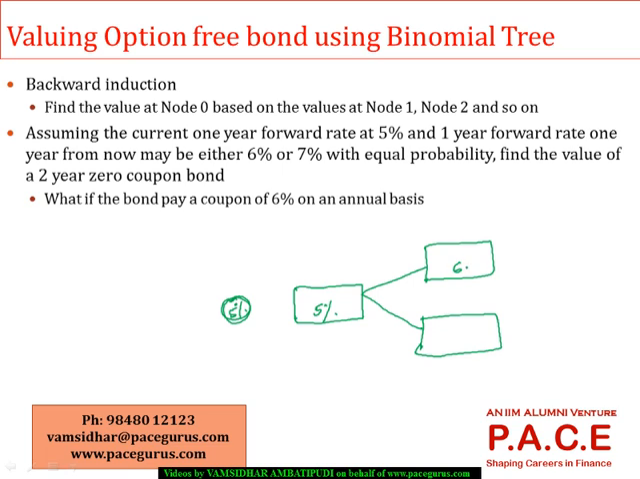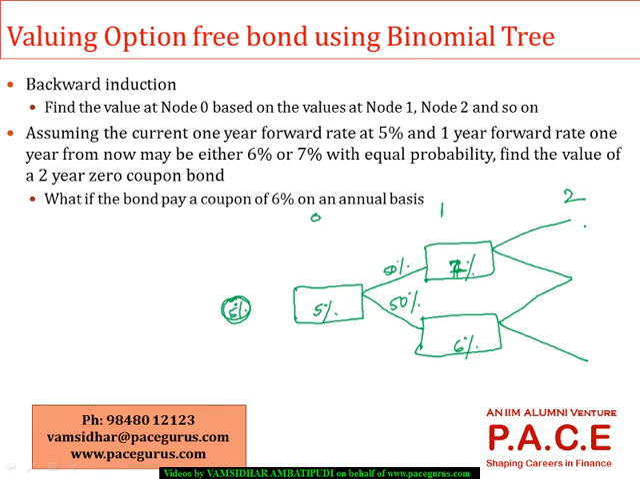I am talking about either it can be a 6% or 7%. As a convention, it's better that we note the higher side at the top and the lower value at the bottom, both of them with equal probability. So this can go at 50% and this can go at 50%. So we are talking about finding the value of a 2-year zero coupon bond. From a bond standpoint, this is the 0 year, this is 1 year, this is 2 year, meaning the bond is actually maturing at this particular point.